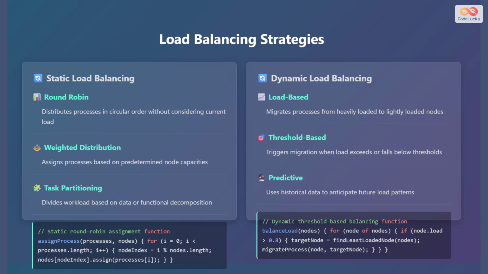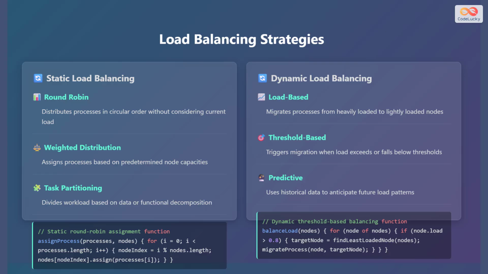Dynamic load balancing, on the other hand, adjusts to the current system load. Load-based balancing involves migrating processes from heavily loaded nodes to lightly loaded ones. Threshold-based balancing triggers migration when load exceeds or falls below predefined thresholds. Predictive balancing uses historical data to anticipate future load patterns.